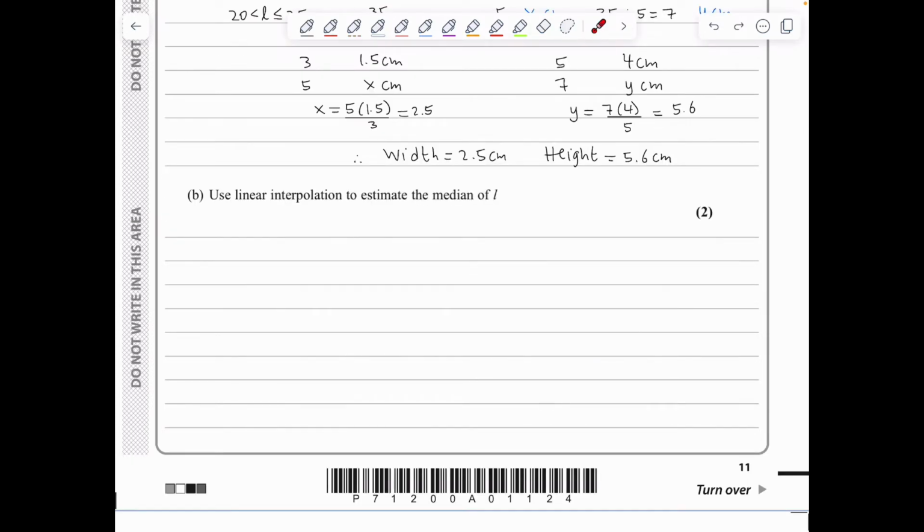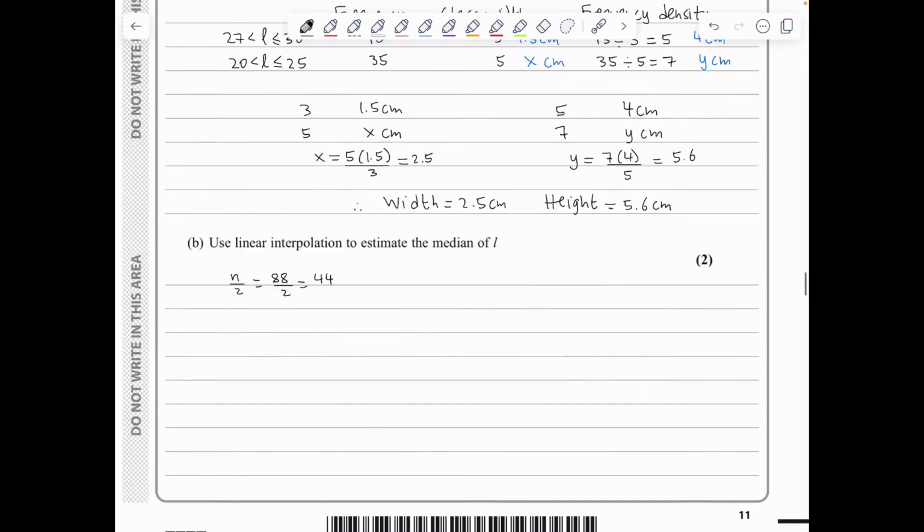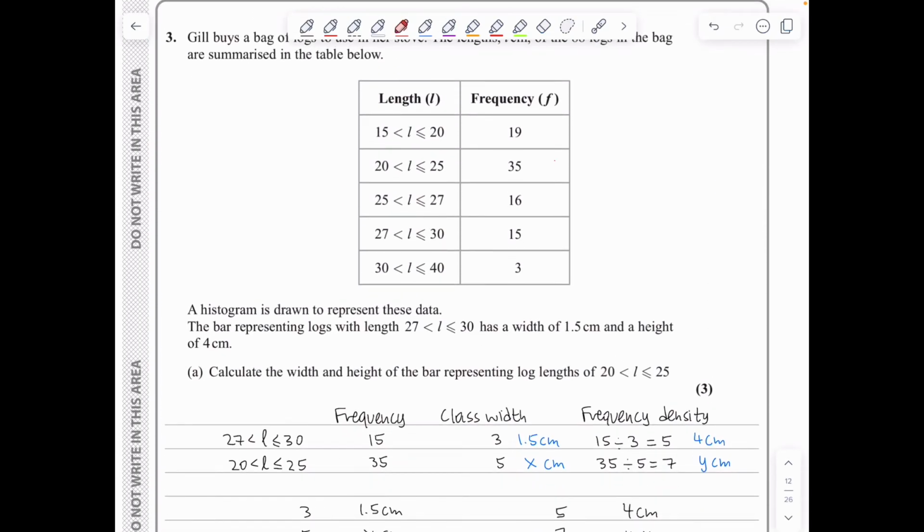In part B, we are asked to use linear interpolation to estimate the median of L, and to do that I will start by evaluating n over 2, which is 88 over 2, which gives an answer of 44. So I need to interpolate the value corresponding to the 44th position. Now we'll proceed by finding the cumulative frequency. So I'm adding up the frequencies as I go down. So 19 plus 35 is 54, plus 16 is 70, plus 15 is 85, plus 3 is 88. And we can see that the 44th observation lies between 20 and 25.